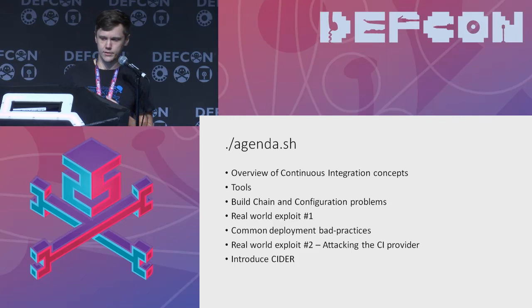We're going to go over a crash course of continuous integration and some of the high-level concepts just to get everyone familiar and on board with these systems. Then I'll list some of the tools and talk a little bit about the tooling involved in these processes. We'll go over the build chain and some configuration problems that are inherent in these build systems. I'll give a real-world example of an exploit just to get everyone familiar with what exploiting these might look like. And then I'll go over some bad practices I found during my research with the deployment systems at the end of these build chains. And then I'll do an example of another attack, and then I'll introduce Cider.